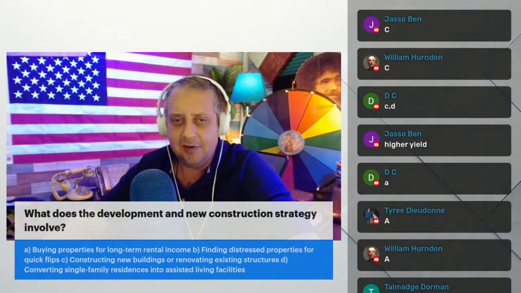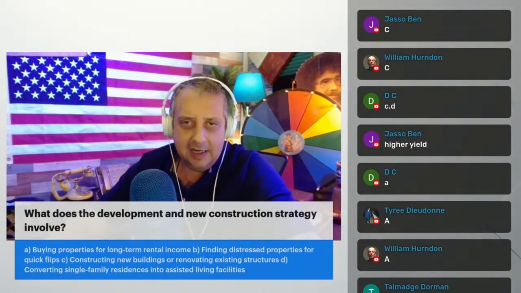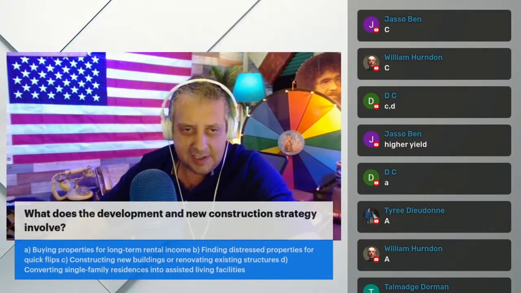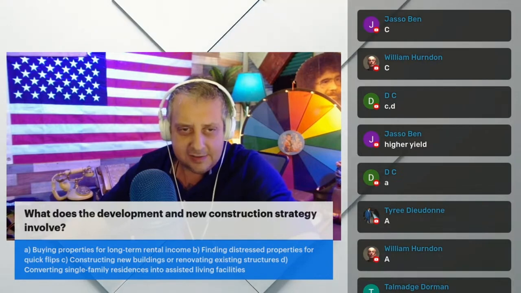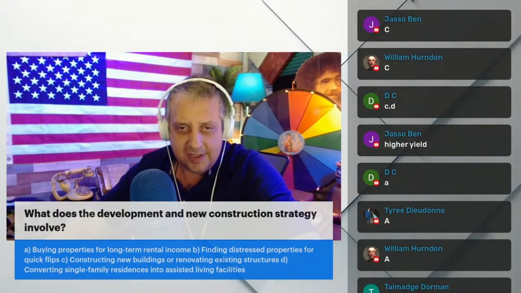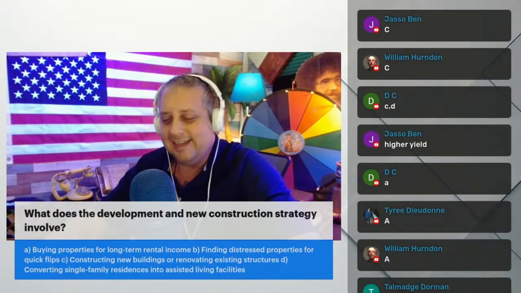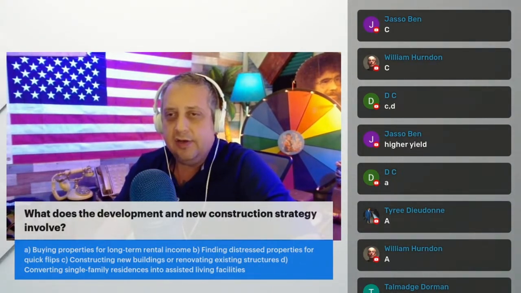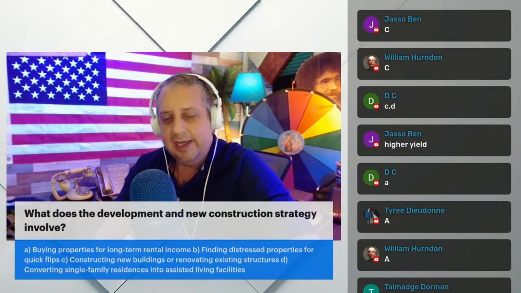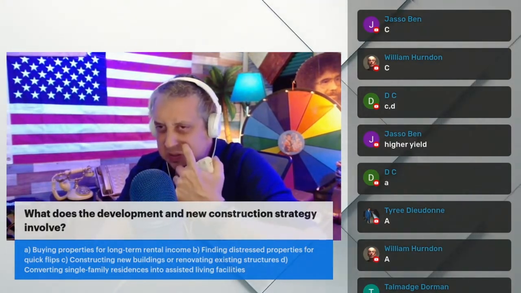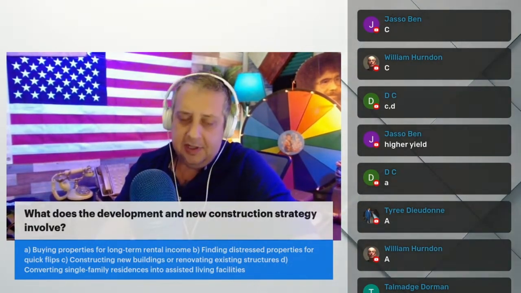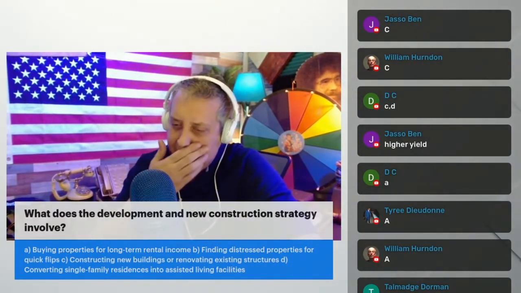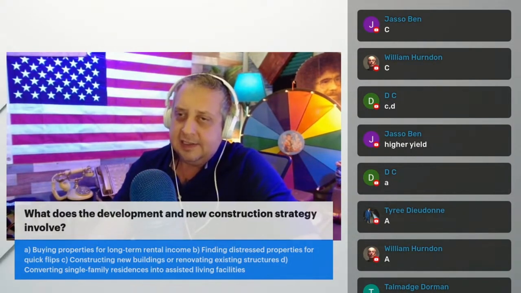What does the development and new construction strategy involve? A lot of you have said in the chat, C. And the answer to C is constructing new buildings or renovating existing structures. That is the correct answer in its truest form. So if you put down C, then you are correct. Could it be D? Well, you could. It's all semantics at this point. But D is a completely separate exit strategy.